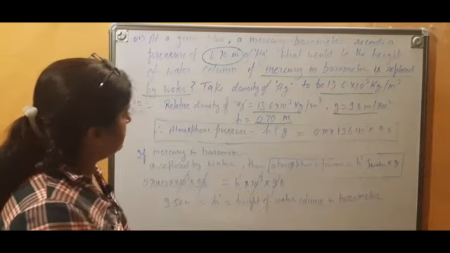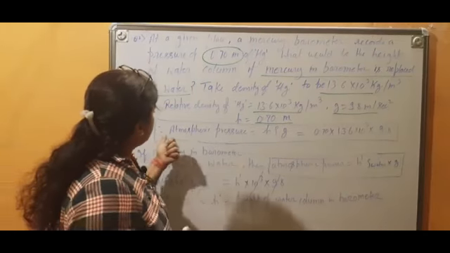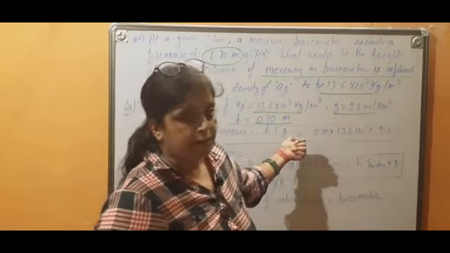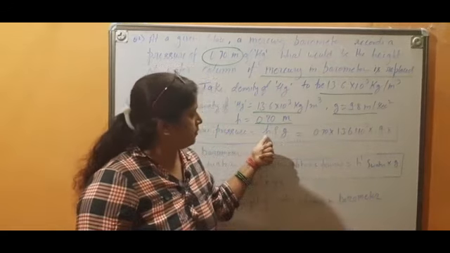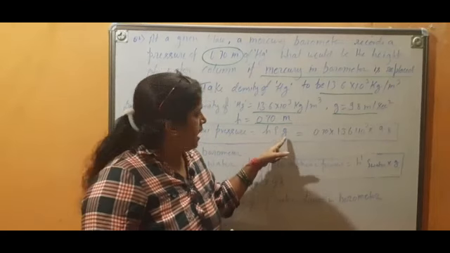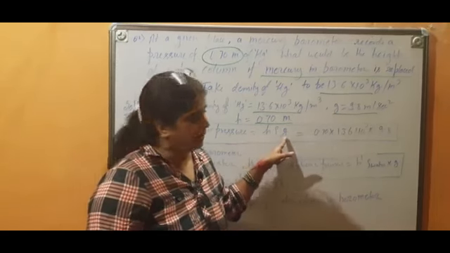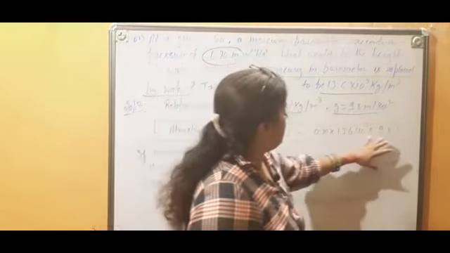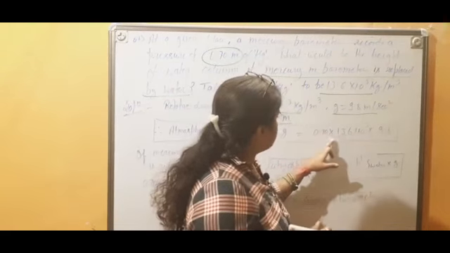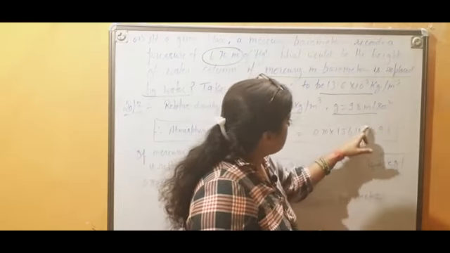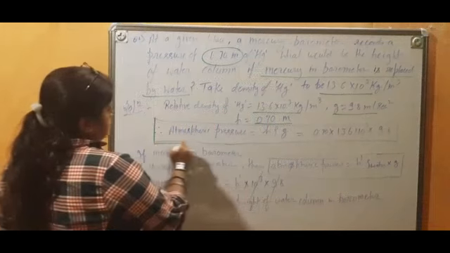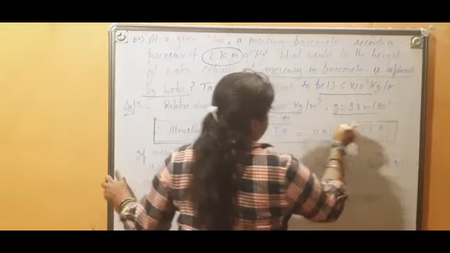For that, I have written atmospheric pressure is equal to h into rho into g. Here h is the height of the mercury column in the barometer, rho is the density of the mercury, and g is the acceleration due to gravity. So I just used these values. I haven't calculated, I just put all the values: 0.70, 13.6 × 10^3, into 9.8, and then encircled it in a rectangle.